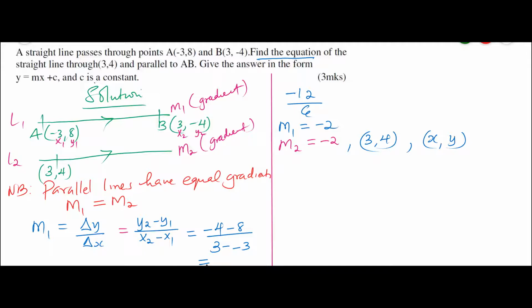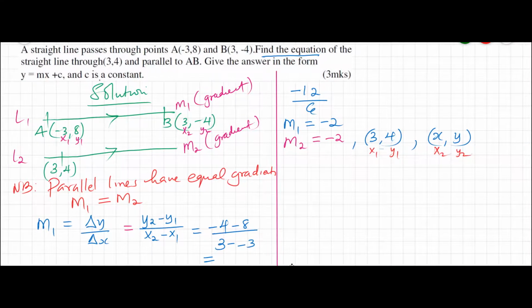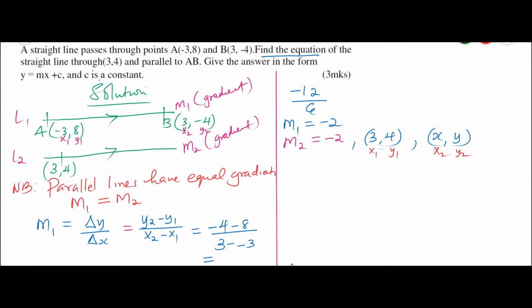We can use this point now to get our gradient. Remember how we denoted x1, y1 and x2, y2. If we get the gradient of this line, we should get -2. So the gradient is (y minus 4) over (x minus 3), which is equal to -2. When we solve this equation, we will obtain the required equation of the line.